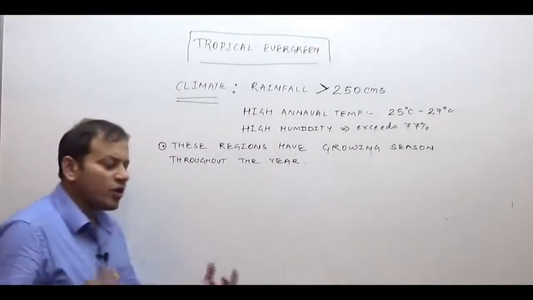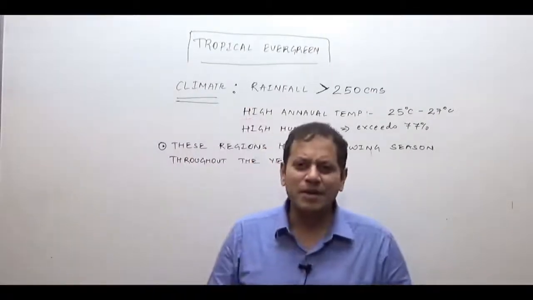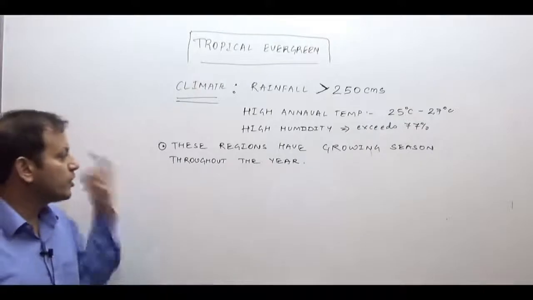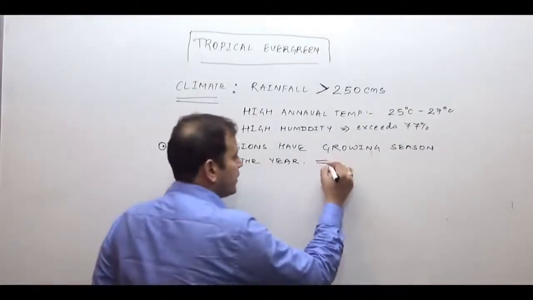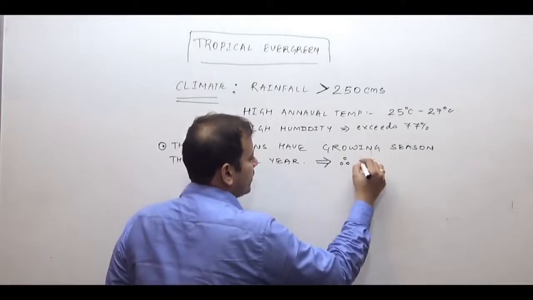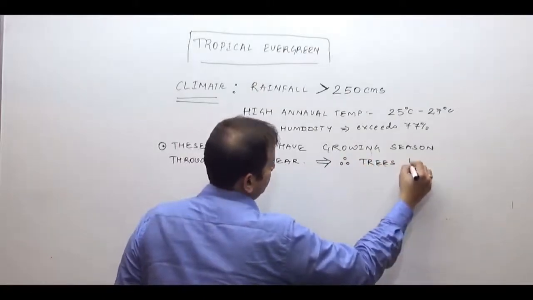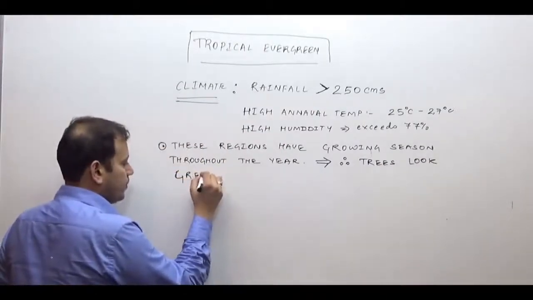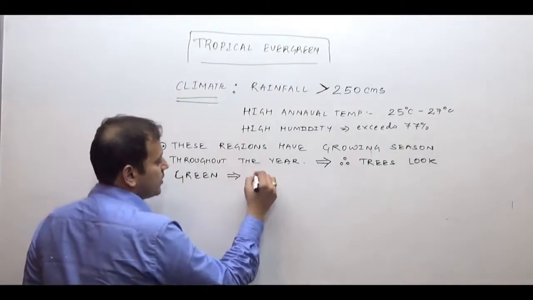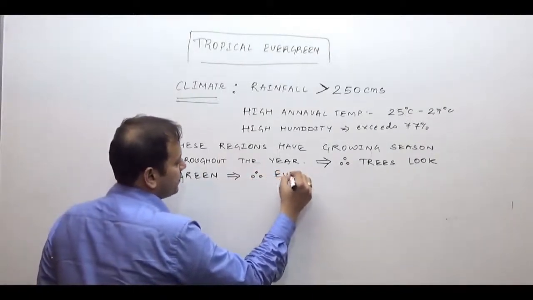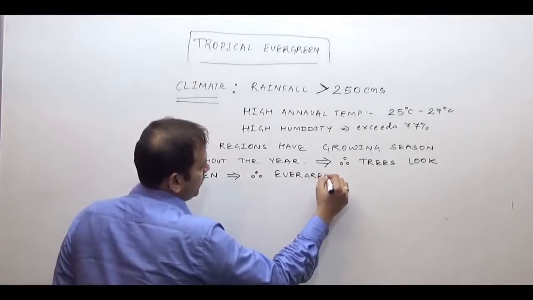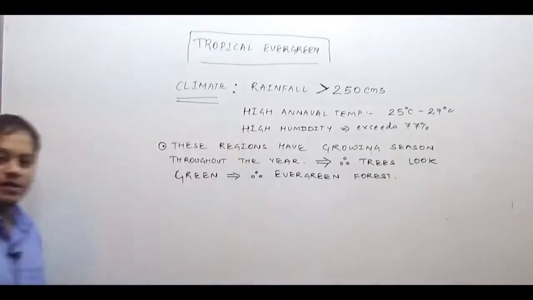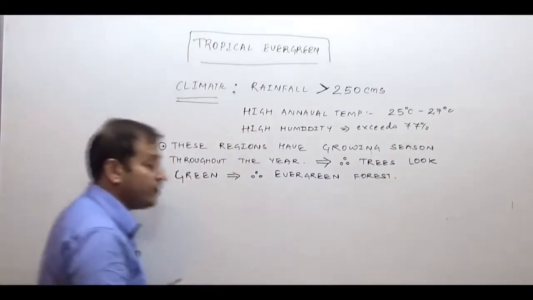So these trees do not shed their leaves altogether at the same time, because some trees have one growing season, some trees have a different growing season, and therefore the growing season is throughout the year. Therefore the trees look evergreen. And hence we call this forest an evergreen forest.